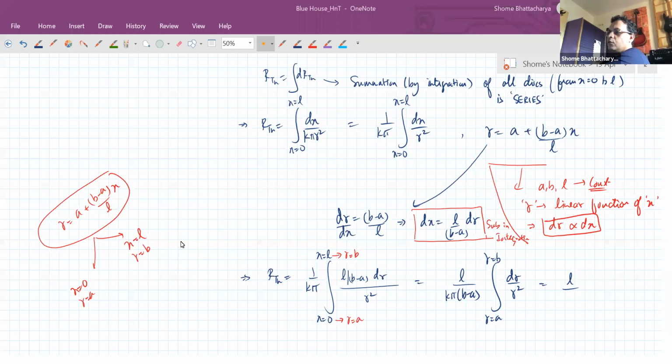Sir, current again is flowing along the axis. So we have to slice it into disks. If you remember the shell question we did last time, the current was flowing radially outwards. So that's why we were dividing the shell into thin shells.